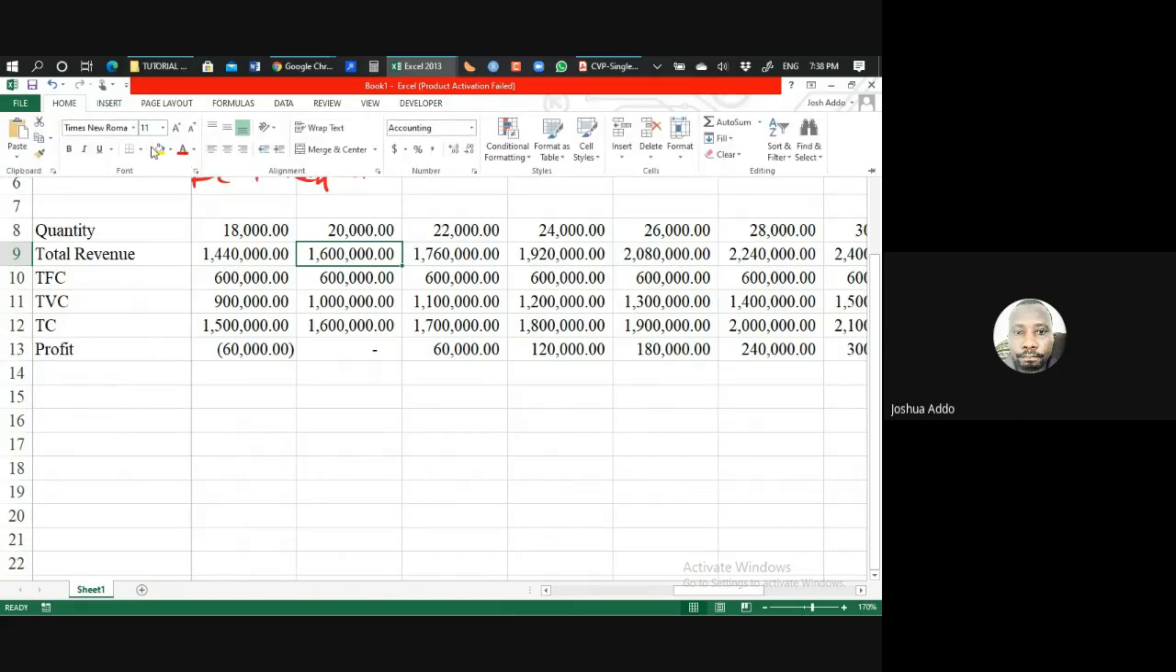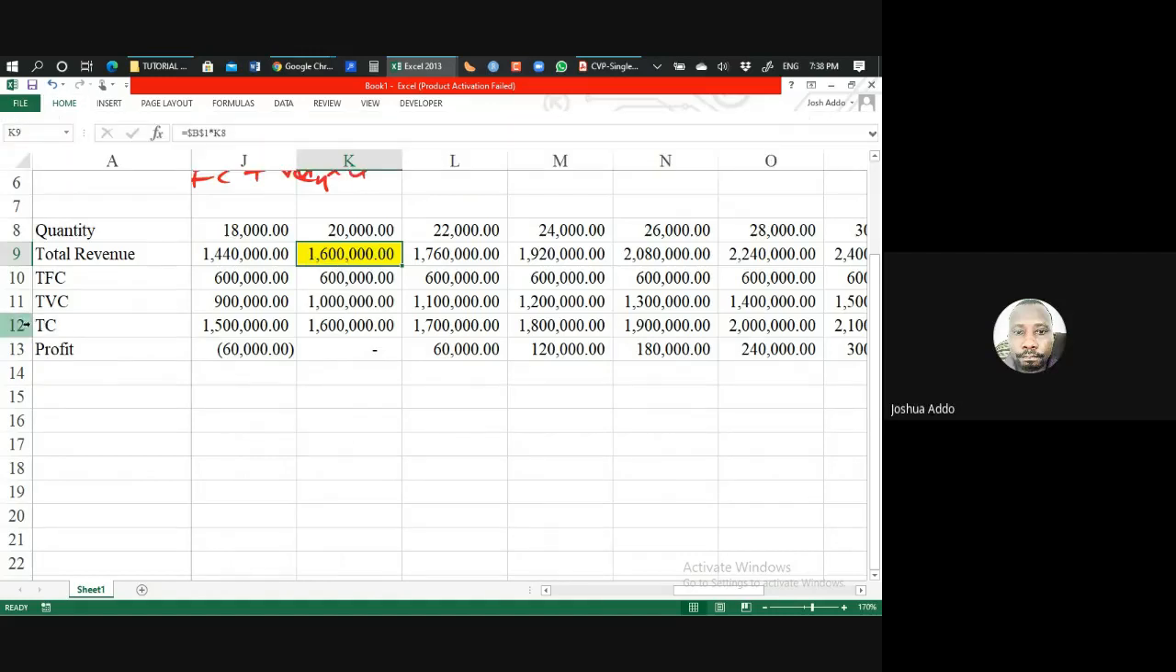Total revenue is 1.6 million, right? Do you remember that when we were calculating the break-even revenue, we had 1.6 million? Yes, 1,600,000. At that revenue, total cost will also be the same figure.